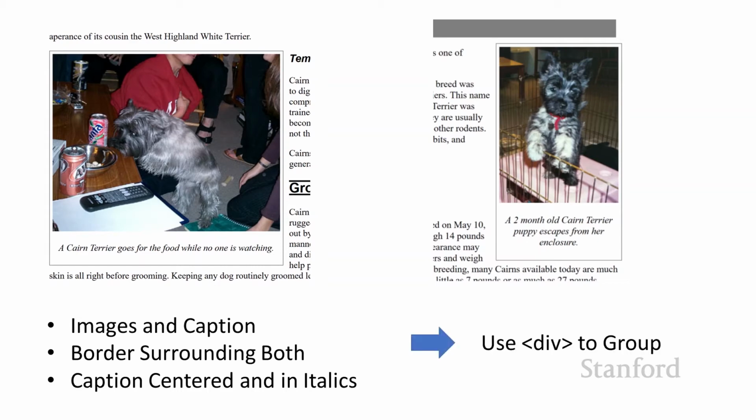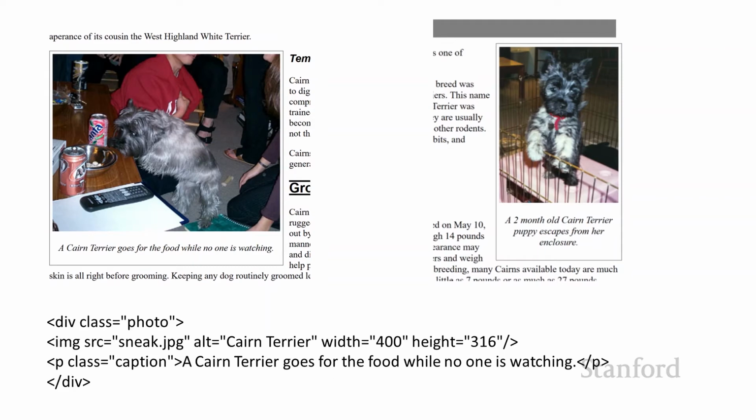Okay, the first thing I'm going to do is I want to treat the image and the caption as a group. So I'm going to go ahead and create a div and place both the IMG tag and the caption into that div. And I want these style elements to be the same for all the images. And so I'm going to go ahead and create a class. If we only want the styles to apply to a single image, we could give it an ID. But if we think it's going to be something we want on multiple images, go ahead and give it a class.